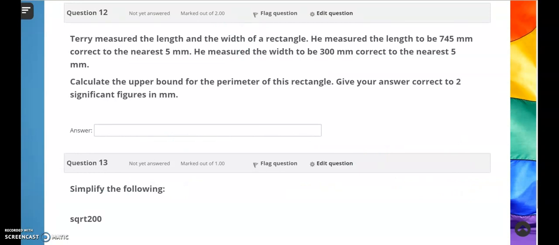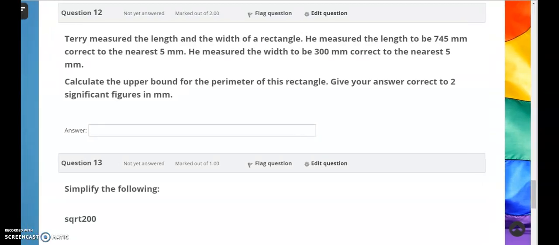So we've got Terry measured the length and the width of a rectangle. He measured the length to be 745 millimeters, correct to the nearest 5 millimeters. So the same figures we've got. He measured the width to be 300 millimeters, correct to the nearest 5 millimeters again. Calculate the upper bound for the perimeter, not the area this time around. So give your answer correct to 2 significant figures in millimeters.